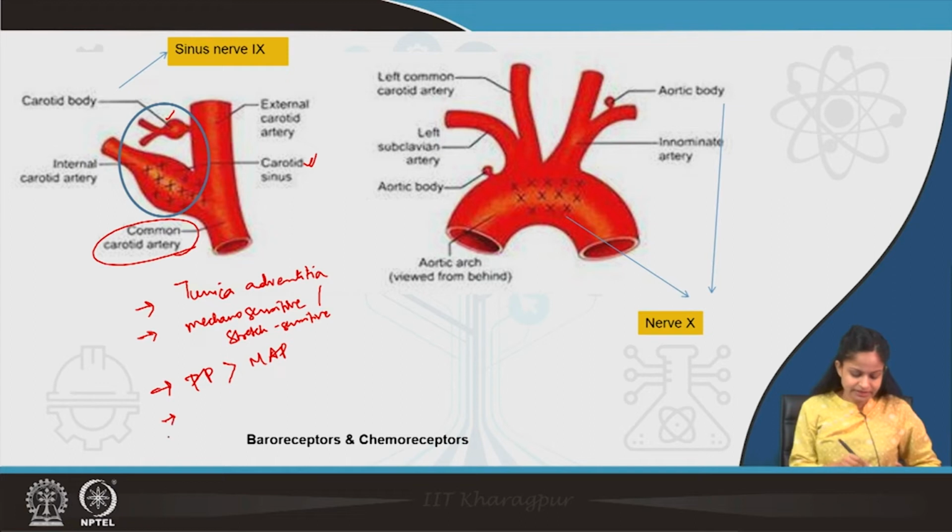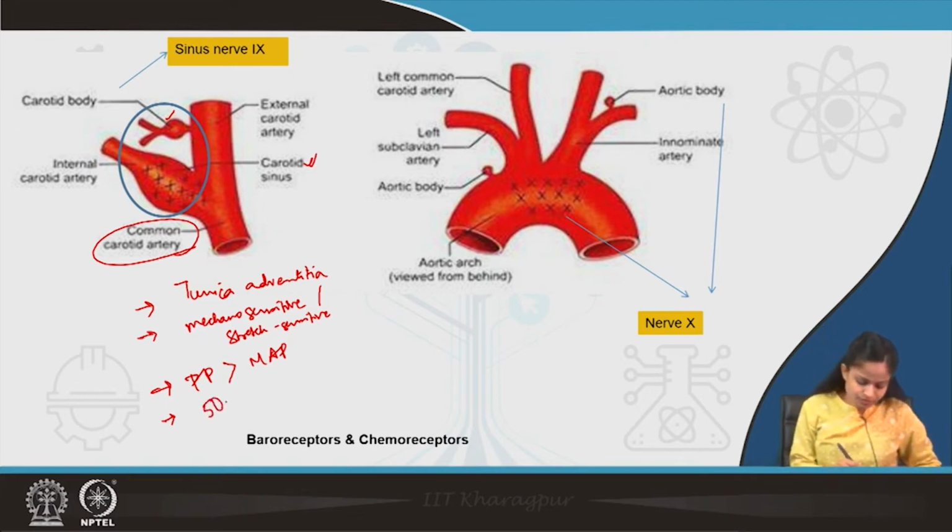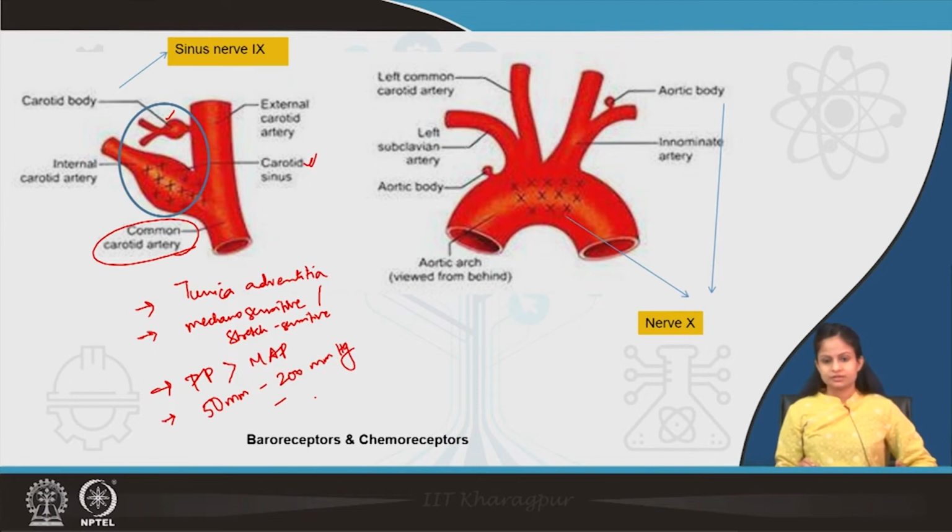The next important thing is the mean arterial pressure ranging or the pulse pressure ranging. I mean, the blood pressure ranging will be how much that these baroreceptors will act. The baroreceptors will act in a blood pressure range of usually 50 millimeters to 200 millimeters of mercury. So, this much you have to remember in case of baroreceptors.